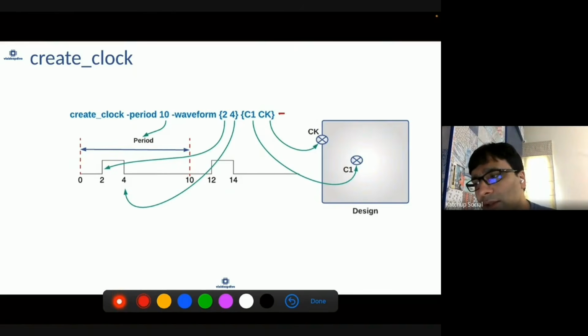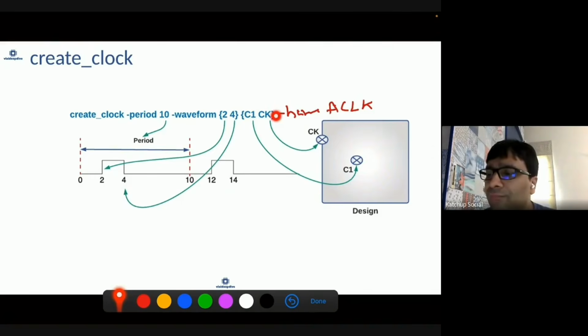In addition to that, there is a name option where you're telling what is the name of the clock. Let's say I call this ACLK, and that is the name of the clock. So for a clock, you define period, you define waveform, and you're defining where you are creating these clocks. Some of these options are not mandatory. Waveform option is not mandatory. And what happens when you don't specify that option? We'll go and tell you.